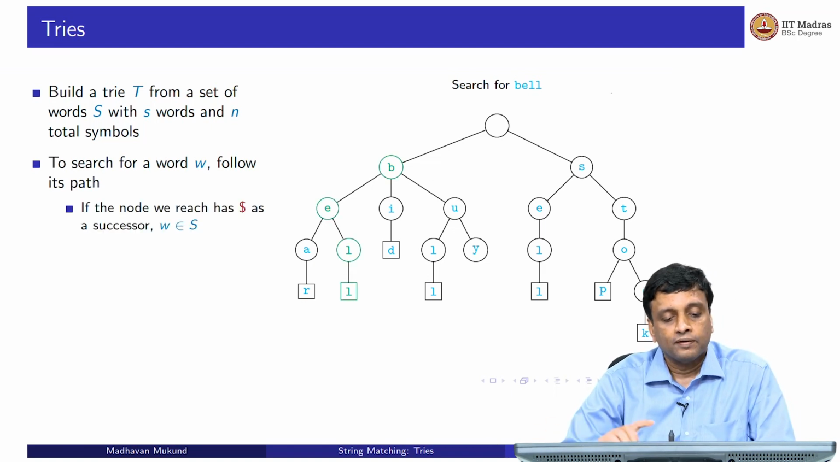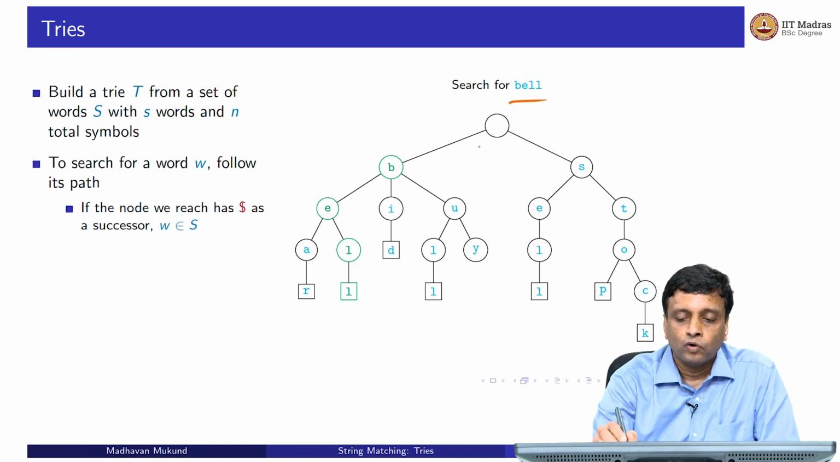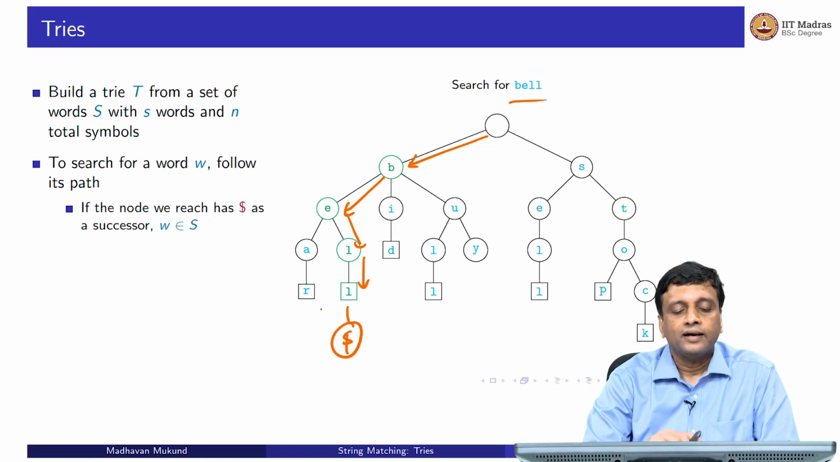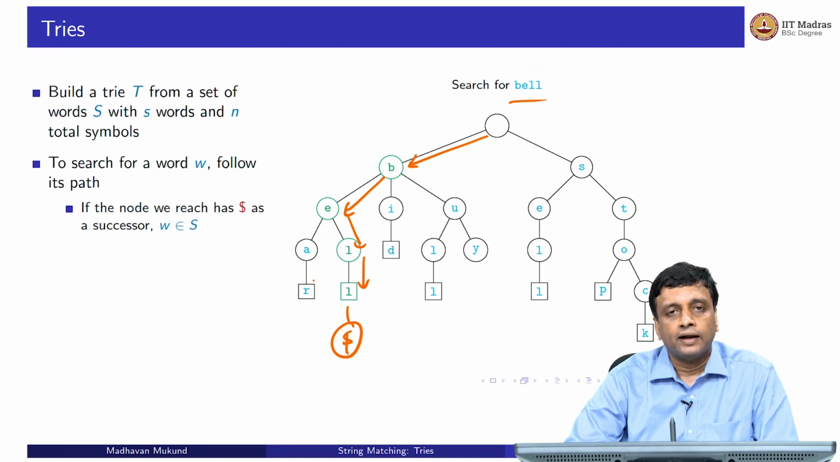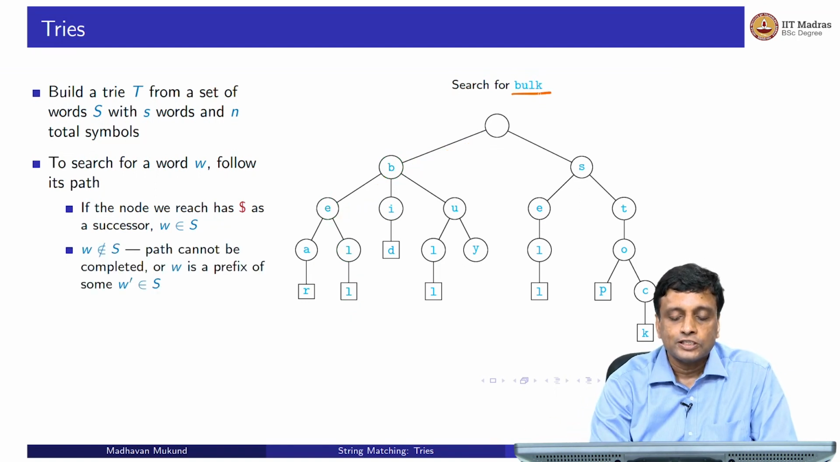So for example, if we look for the word bell, then we just read off the path. The first letter is B, so we must go this way. The second letter E, so we must go this way. The third letter is L, and then we come here, and then we have implicitly hit this dollar, right? So if we finish the word and we have reached a node whose successor is a dollar, then we have found it.